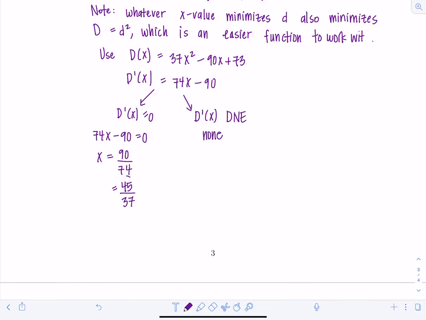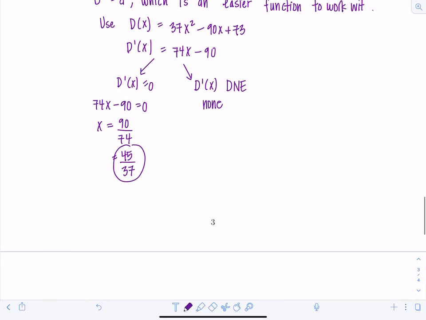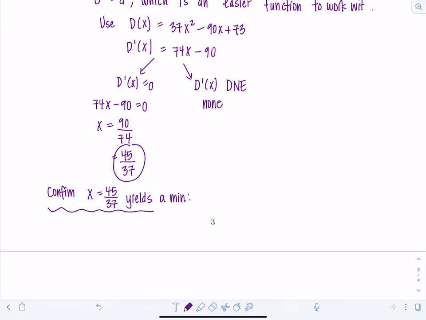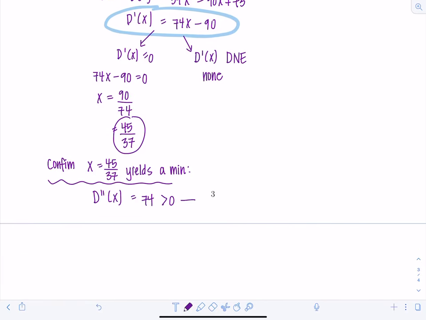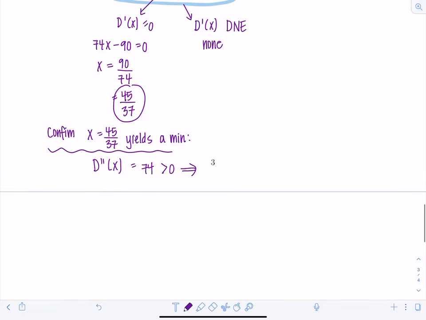All right, so now I have my critical value. What do I need to do? I need to check or confirm that x equals 45 over 37 yields a min. And I'm going to use the second derivative test to do that. So D double prime of x. Here was D prime of x. So the second derivative is just 74, which is a constant, so I don't have to plug in x anywhere. I can tell right now it's positive, which means it's concave up. So our x value yields a min.